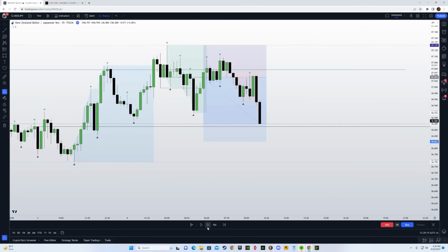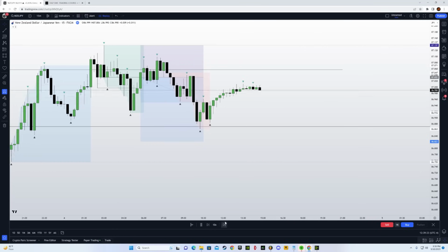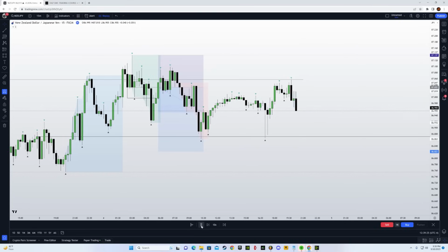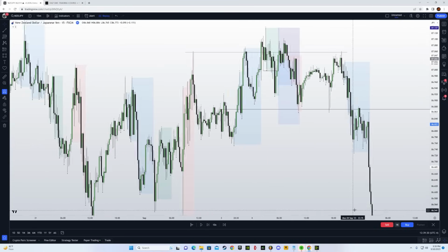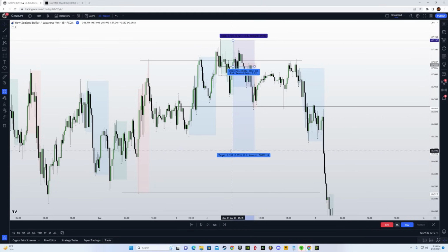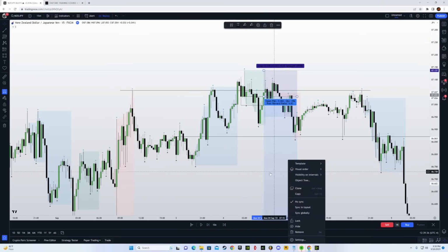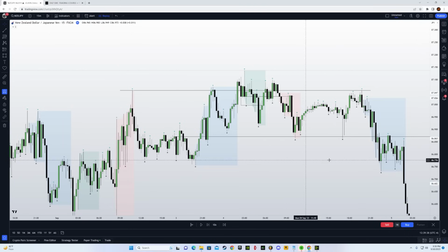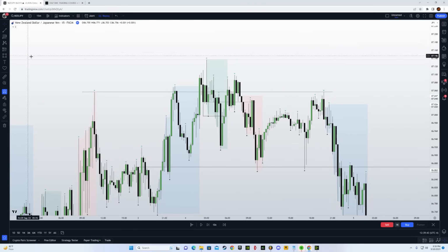Price goes into a little bit of drawdown, but once the New York session kicks in, we see the price go down and just expand to the downside like that. So you can see the power of this strategy. Just make sure that you are considering the right market structure shifts here, because actually even if you considered this, if you waited for this market structure shift, right, it would have still worked out.